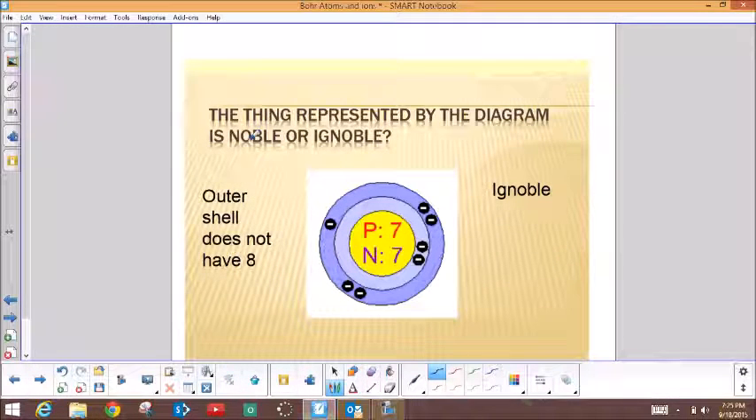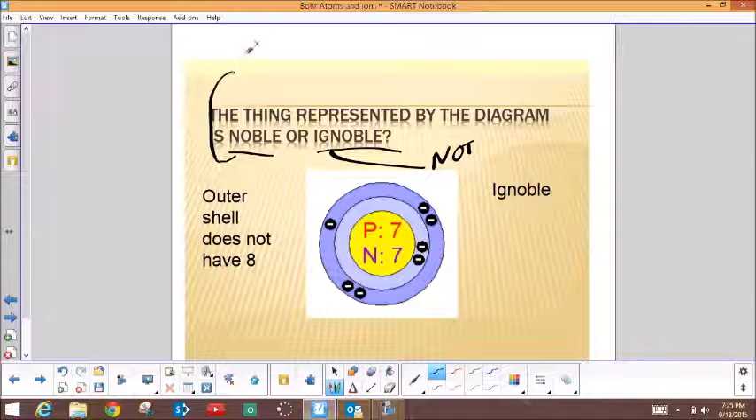The next question is asking, is this noble or ignoble? Ignoble is a fancy way of just saying it's not noble. So, how do you know whether or not something is noble or ignoble? To be noble, you meet 2 criteria. Your outer shell is filled, and at the same time, you are neutral.